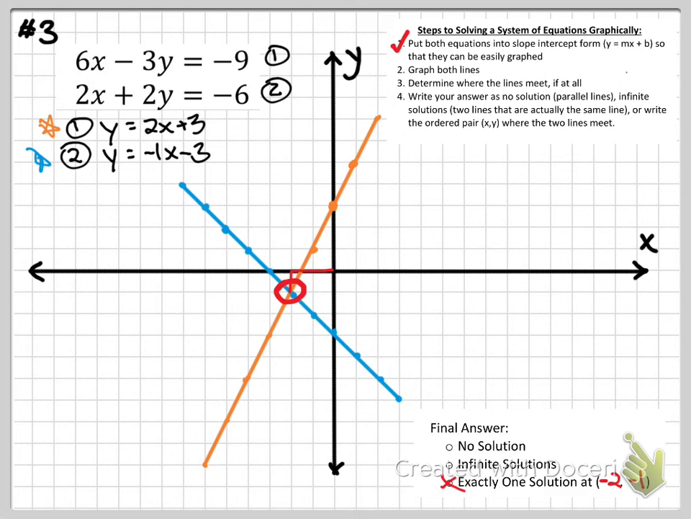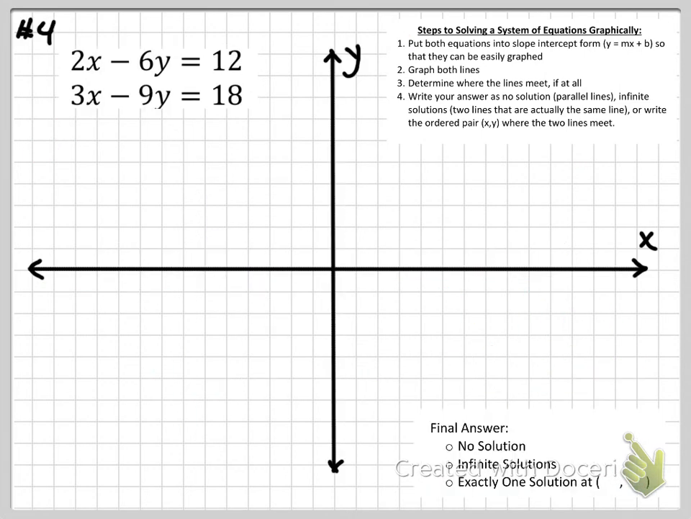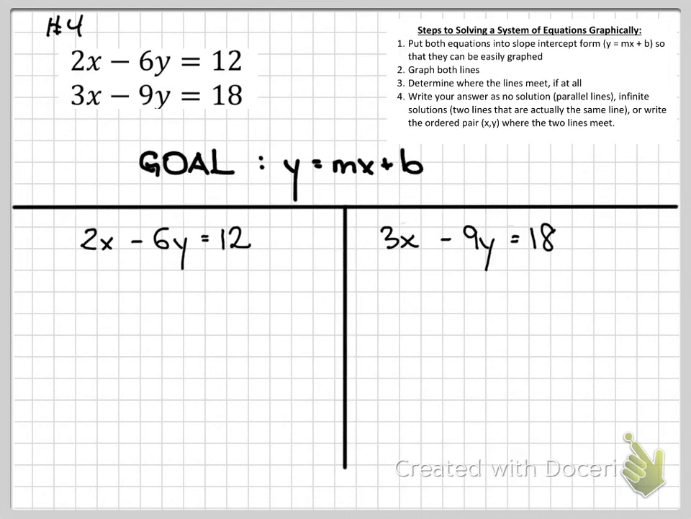Let's do one more example. Here's number 4. So we have 2x minus 6y equals 12 and 3x minus 19y equals 18. So once again, just like in the previous problem, step 1 has not been done for us. So once again, I'm going to have an extra sheet of paper, and I am going to take a minute to rearrange these equations so that they are, in fact, in slope-intercept form.